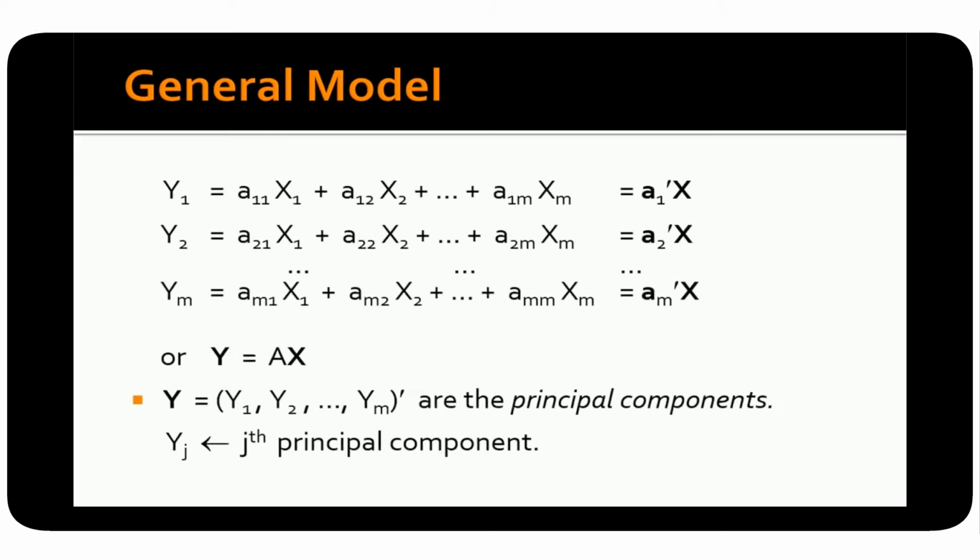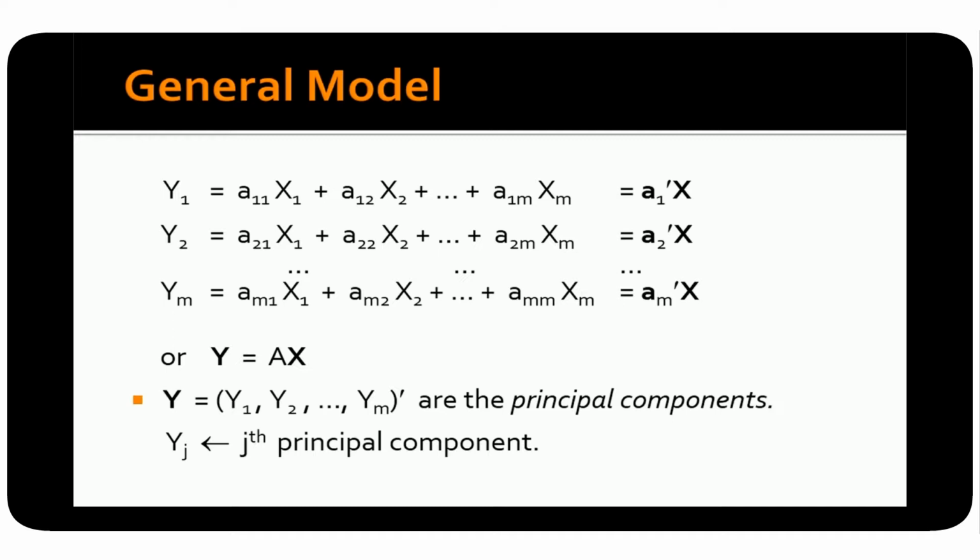Now, let us look at the general model for principal components. So, we have m variables x 1, x 2, x m. These are the original variables, and m may be very large. What we do is, we take a linear combination of x 1, x 2, x m and form y 1. So, a 1 1, a 1 2, a 1 m are the coefficients, and we write y 1 as the vector a 1 prime, the x vector. So, this is one transformation.